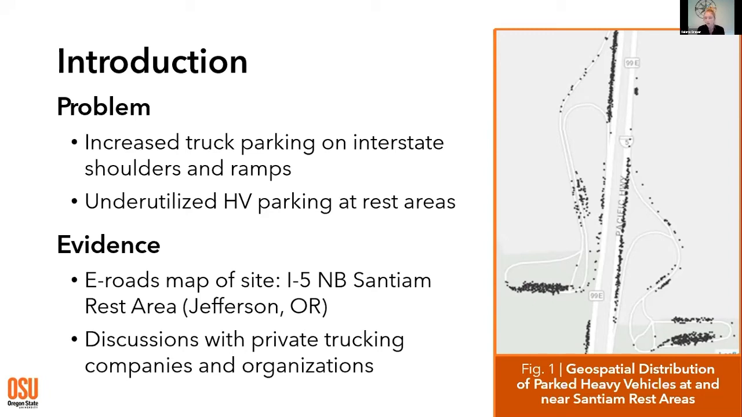To the right is figure 1, a geospatial distribution of parked heavy vehicles on the north and southbound Santiam rest areas. The northbound is the one on the right, in the bottom right corner, and the southbound is on the left, a little bit north of that, and to the west. Each dot represents a truck that has been parked for more than 5 minutes, from January to April of 2021.